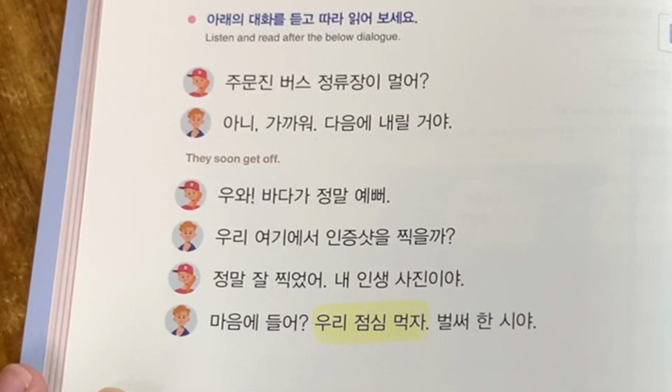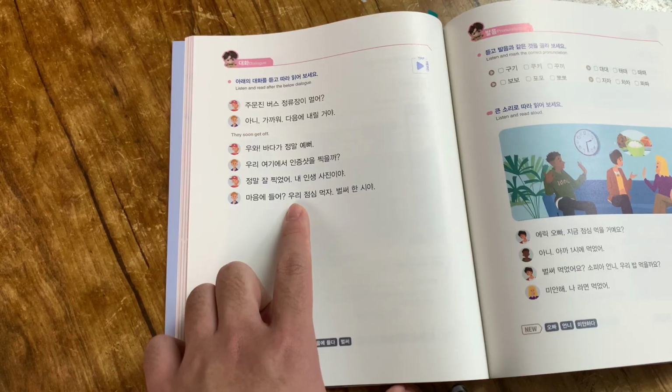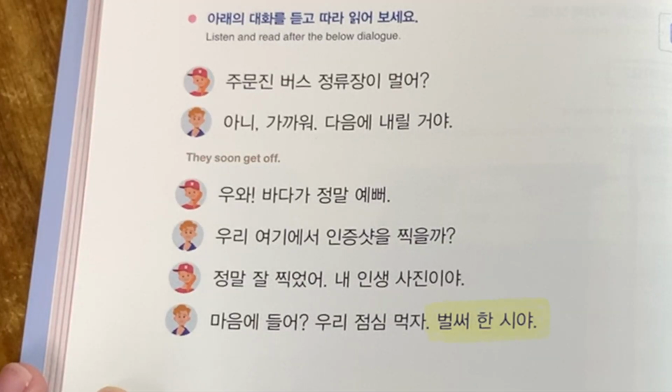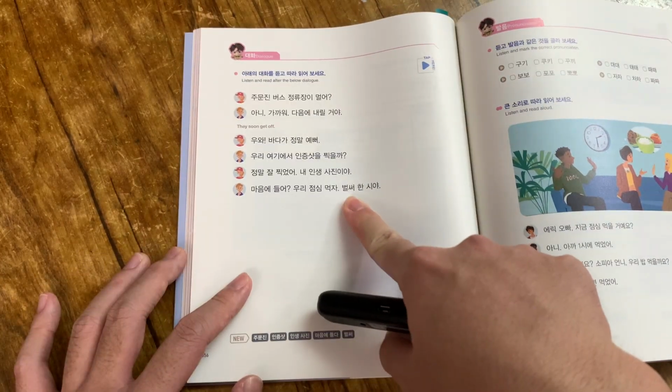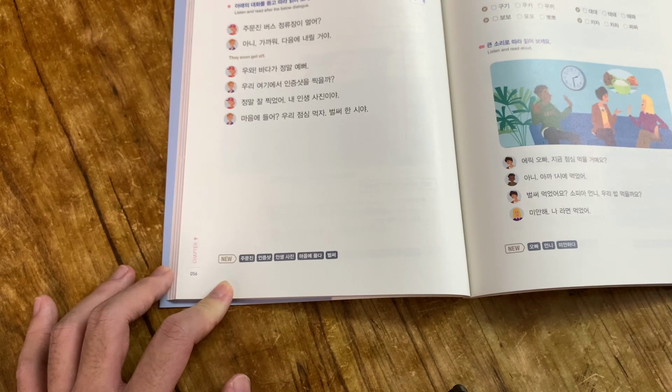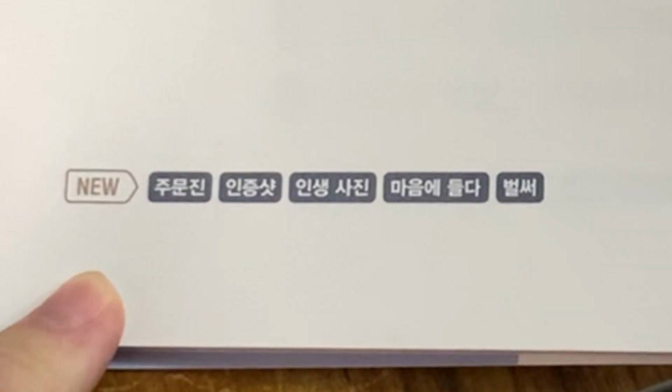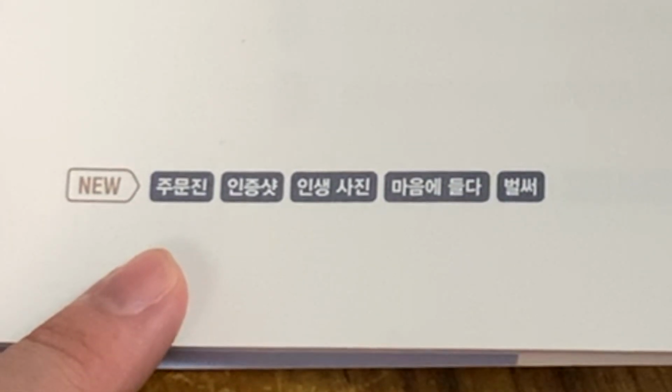우리 점심 먹자. Together, let's eat lunch. 벌써 1시야. Already, it's 1 o'clock. So 벌써 means already. And the vocabulary down here is 주문진, which is a location in Korea.